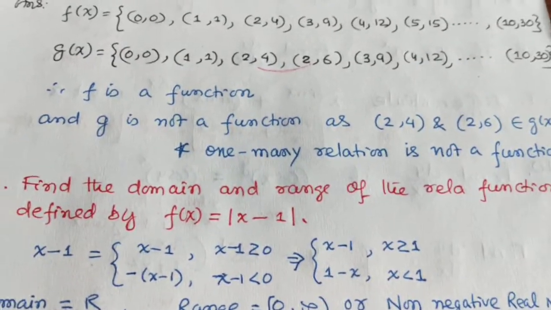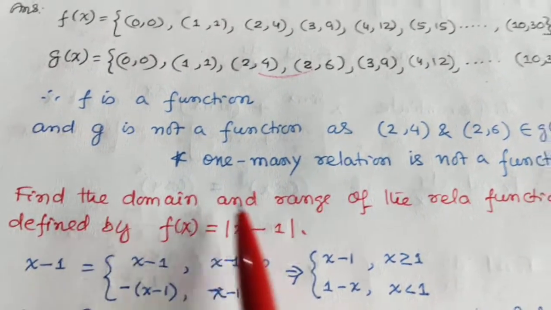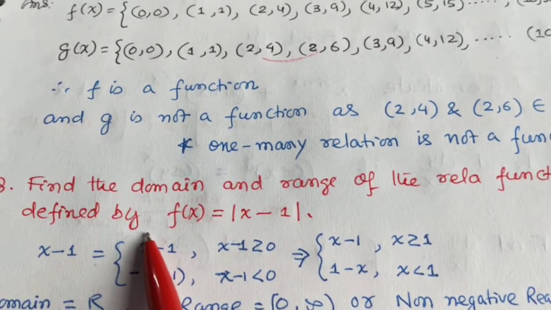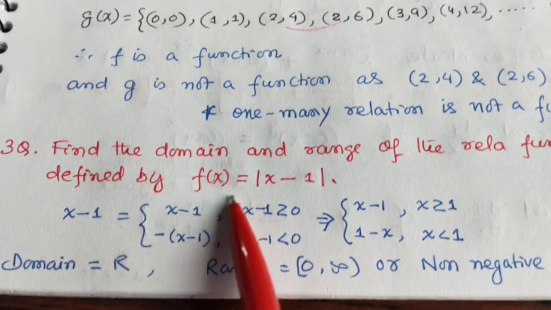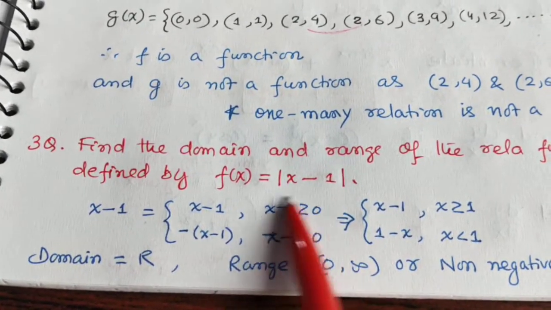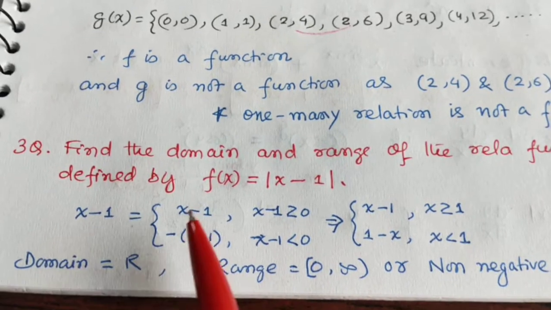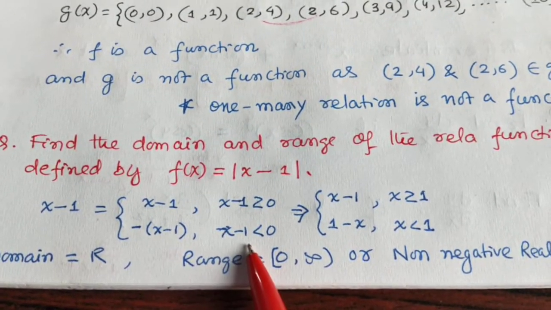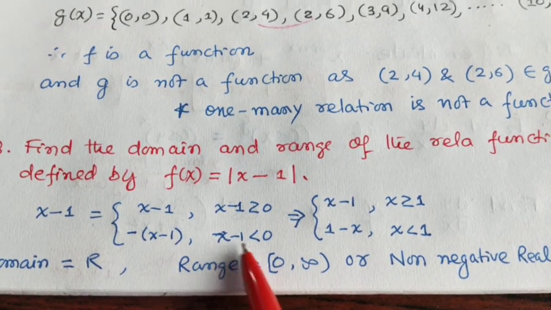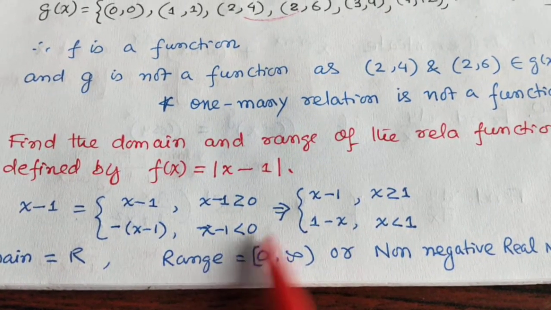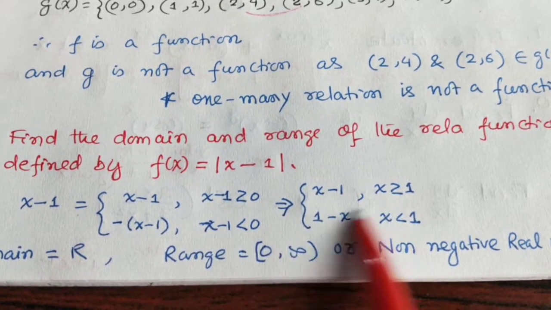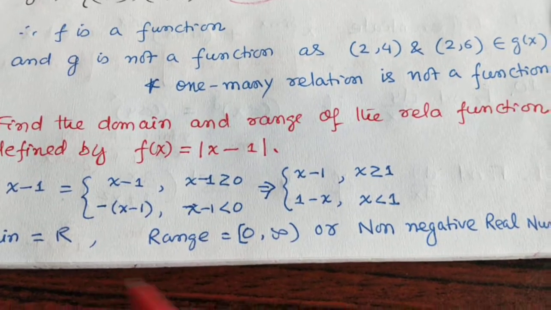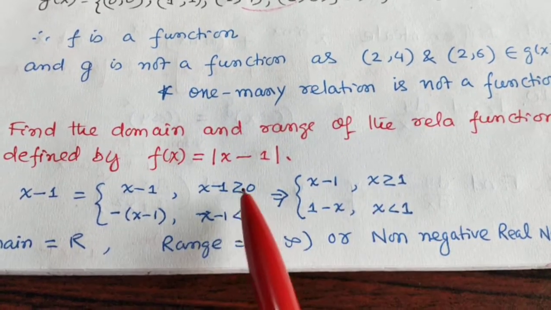Now say for example, let us take one more example. Find the domain and range of the real function defined by f of x equal to modulus of x minus 1. By the definition, x minus 1 when x minus 1 is greater than or equal to 0, and minus of x minus 1 when x minus 1 is less than 0. Okay, इसको और सिंप्लीफाई मैनर में हम लिख सकते हैं ऐसे, x minus 1 for x greater than or equal to 1, 1 minus x for x less than 1. ओके, इसको सिंप्लीफाई करके हम लिख सकते हैं.